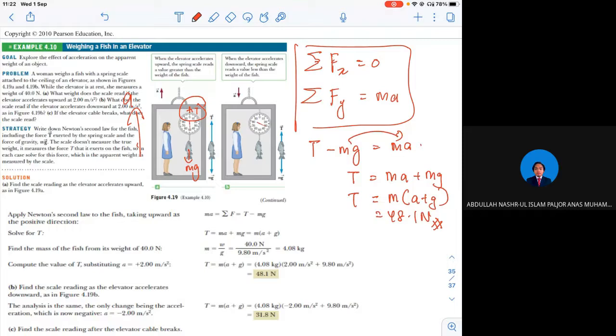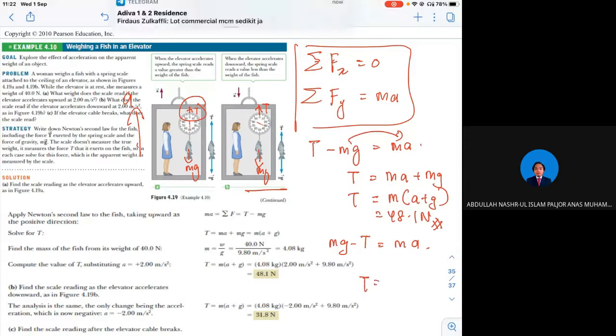Alright, part B: what does the scale read if the elevator accelerates downward at 2 meters per second squared? Right now you have mg going downward and T going upward. So who should reach the bottom first? Now you should write it as mg minus T equivalent to ma. So T is equivalent to mg minus ma. So T equals m times (g minus a).